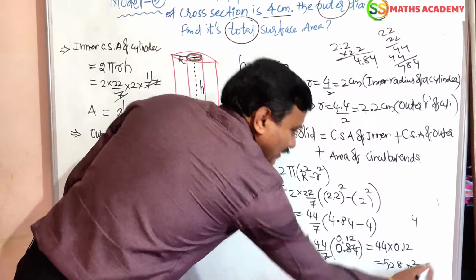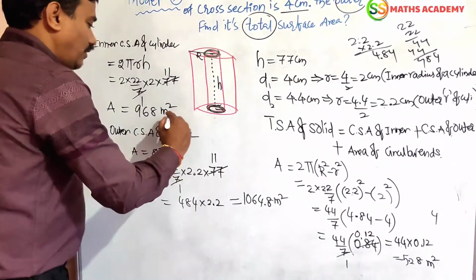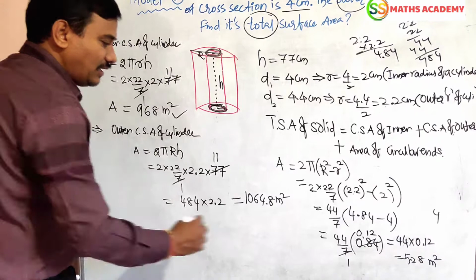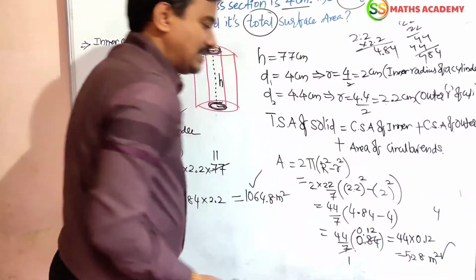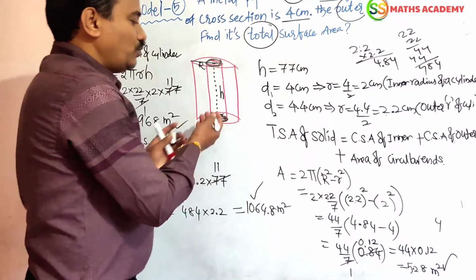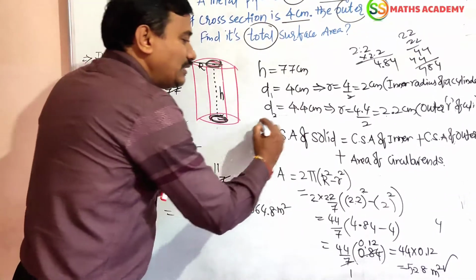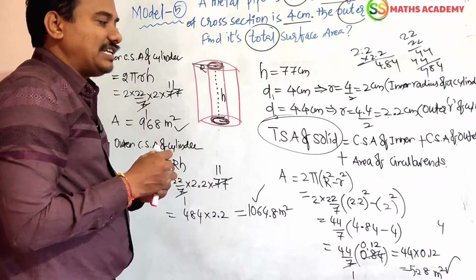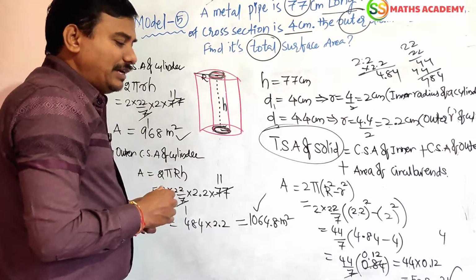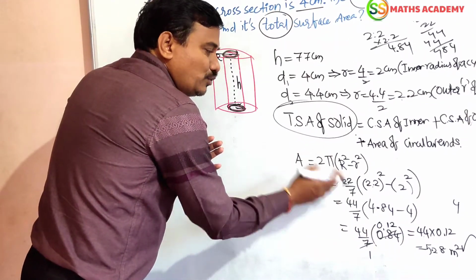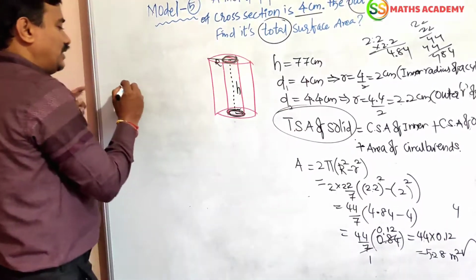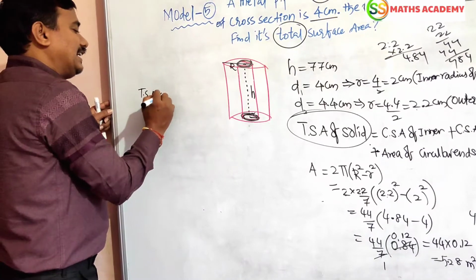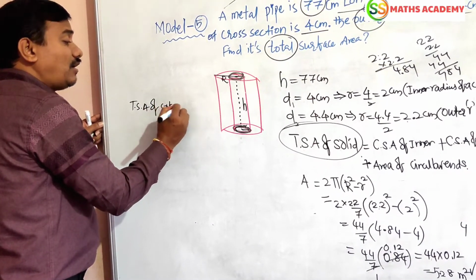5.28 meter square. Yes, I got the inner curved surface area, and I got the outer curved surface area. I have to get the area of the two bases also. What shall I do? Yes, find the total surface area. The area of the two bases value is 5.28 meter square. Now we have to find the TSA, the total surface area of the solid.